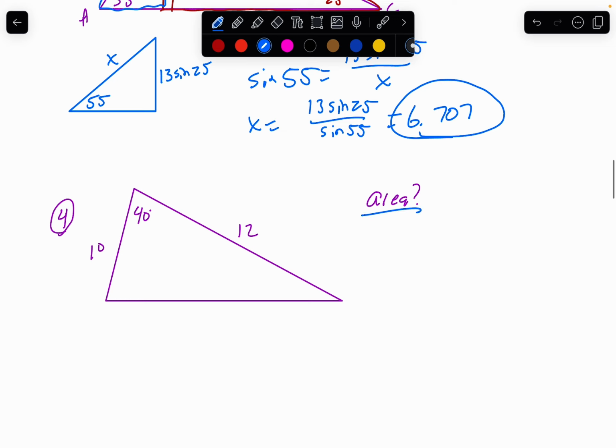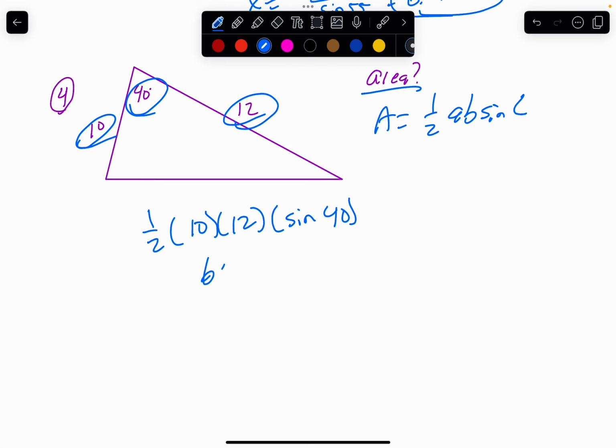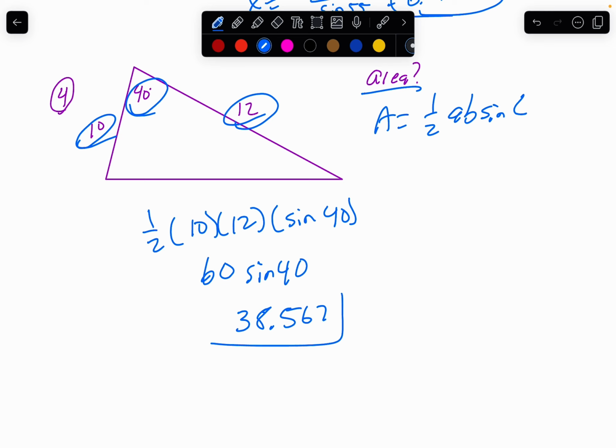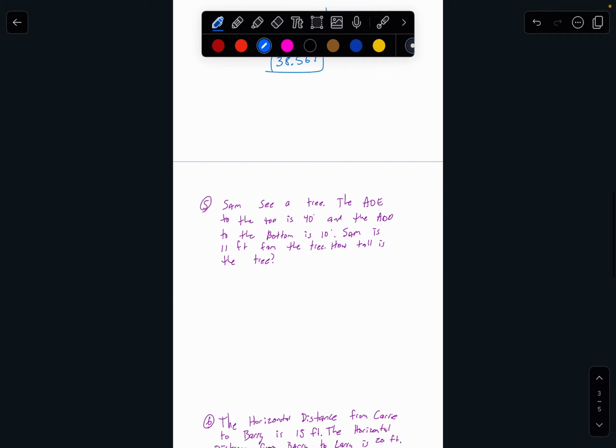Here it says find the area. We learned the area formula is 1/2 AB sine C. So it's going to be 1/2 times 10 times 12 times the sine of 40. If I were to clean that up, that would be 60 sine 40, but I can just type that in, 60 sine 40, and I get 38.567. Boom. So if you know that formula, that becomes a much easier question. Hopefully you can know that and do that.